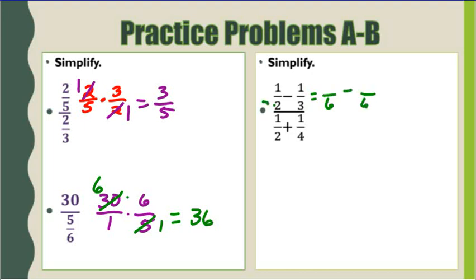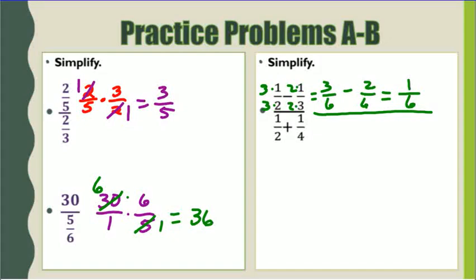Multiply 2 times 3 to get 6. 3 times 1 gives us 3. Multiply 2 times 3 to get 6. 2 times 1 gives us 2. So that leaves us with 1/6 in the numerator.